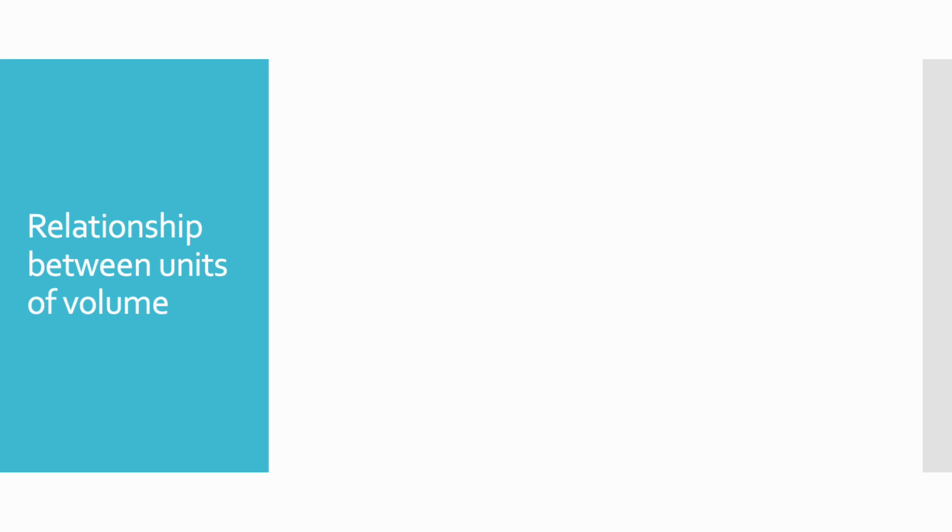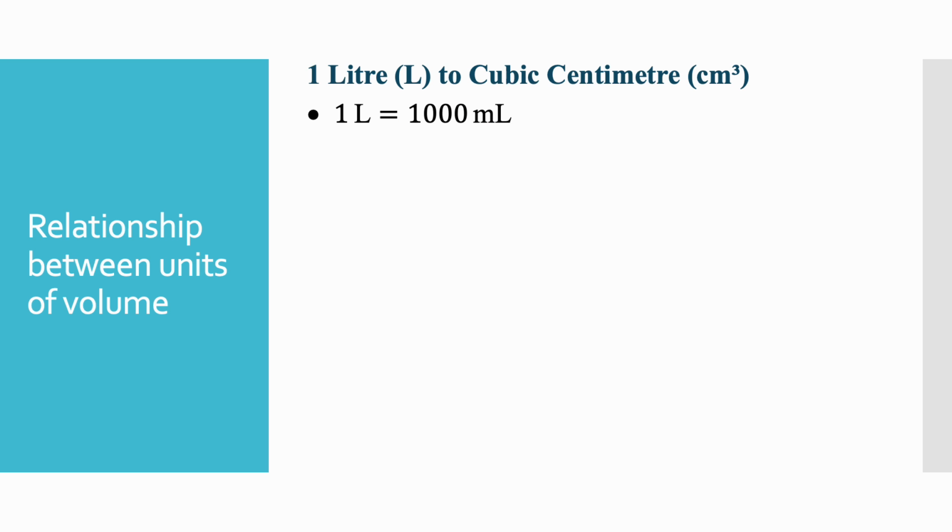Now let's connect liters with cubic centimeters. 1 liter is equal to 1000 milliliters and 1 milliliter is equal to 1 centimeter cube. So that means that 1 liter is equal to 1000 centimeter cube. So 1 liter of any liquid takes up the same space as 1000 cubic centimeters. This helps us switch between solid and liquid volume units easily.